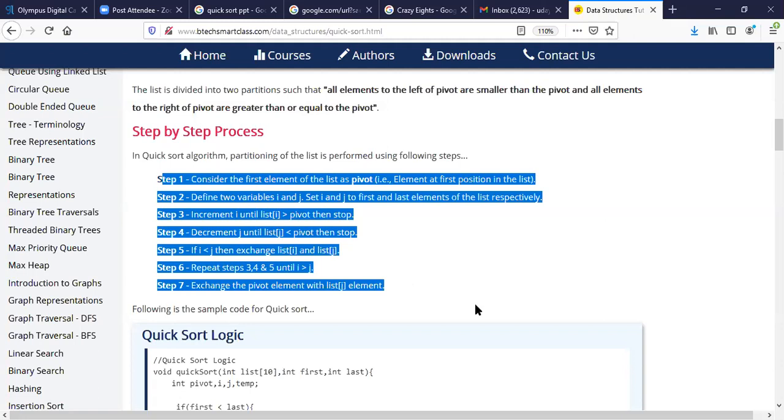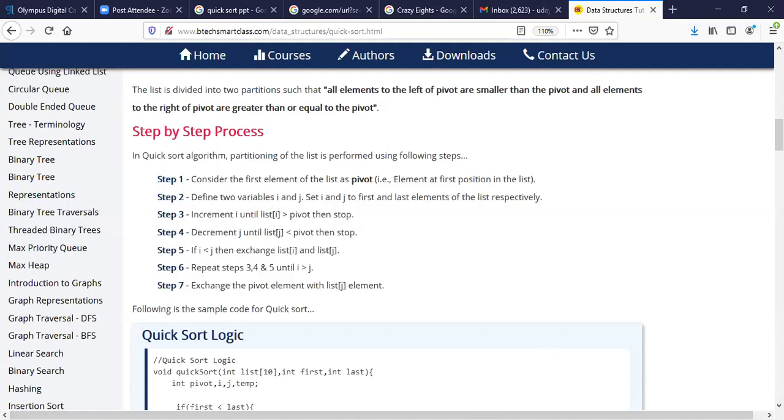Then another way in quick sort is this; listen. See the steps here. Consider the first element of your list as the pivot element. They are saying we have selected the first element as the pivot element. Then define two variables. They are saying you are going to define two variables named i and j. Okay?